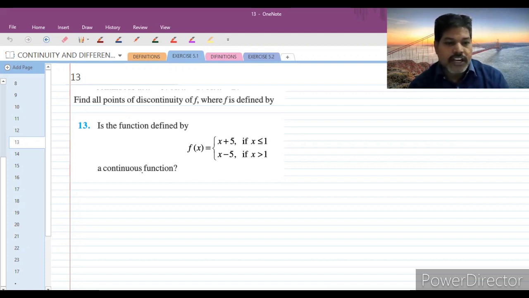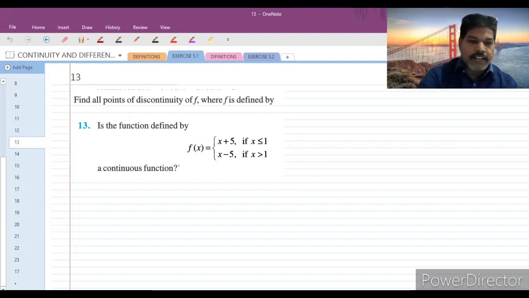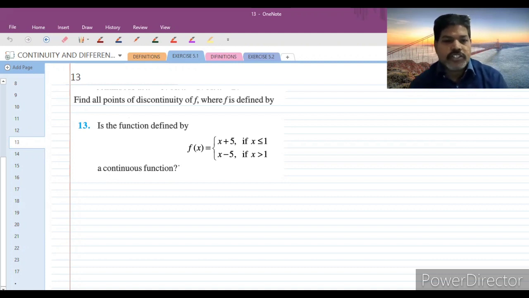What is the question? Is it a continuous function or not? So we have to check where the function is defined. If at all the points where the function is defined it is continuous, then we can say that the function is continuous. If any one point is discontinuous, then the function is not a continuous function. Okay, so see that one here. The process is the same.